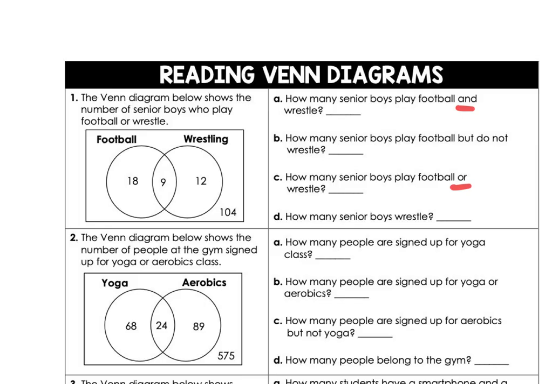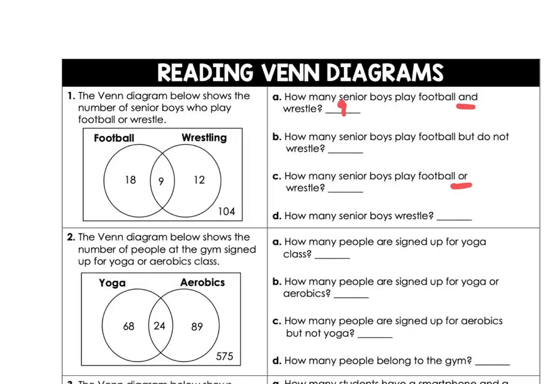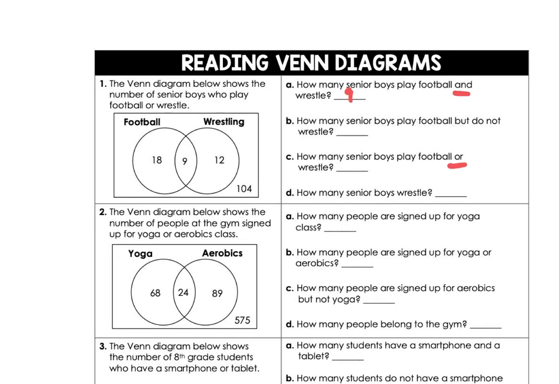So in this case, how many senior boys play football and wrestle? What do you think? 9. Okay. That would be the overlap, right? The whole box represents senior boys. Okay, some do one or the other, and some do both. How many senior boys play football but do not wrestle? 18. Okay, they're in the football circle, but we're not including the ones that wrestle as well.